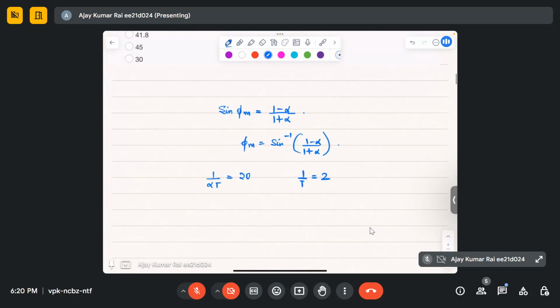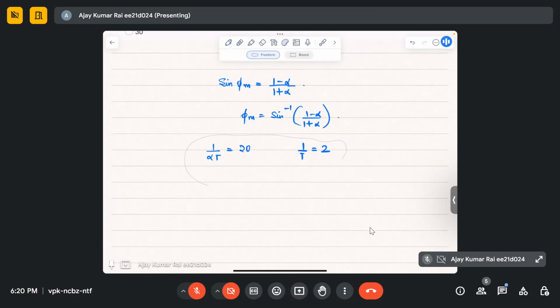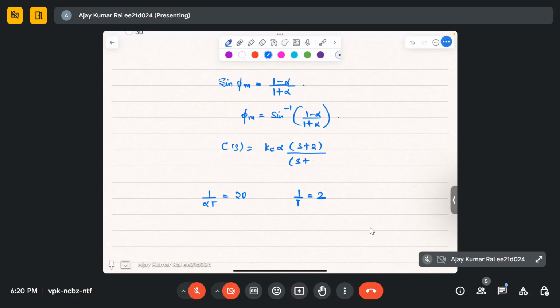Let me write the transfer function. This is known: Kc alpha times (s plus 2) over (s plus 20), where the zero is 1 by T equals 2 and the pole is 1 by alpha T equals 20.